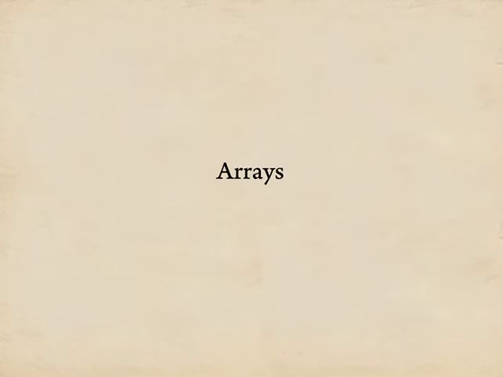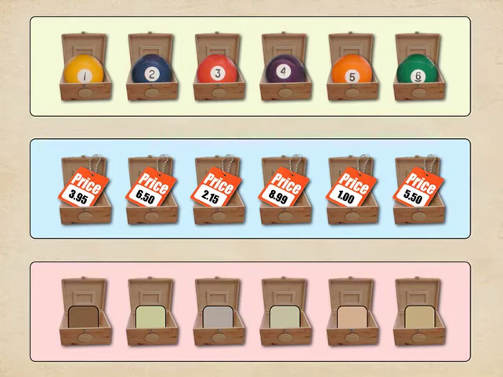The basic idea of an array is it's a list of containers that can hold information. In the top row, I'm holding integers. In the middle row, I'm holding floats, which have a fractional part. In the bottom row, I'm holding colors. These are all examples of arrays. Arrays can hold any kind of information you want to put in them.